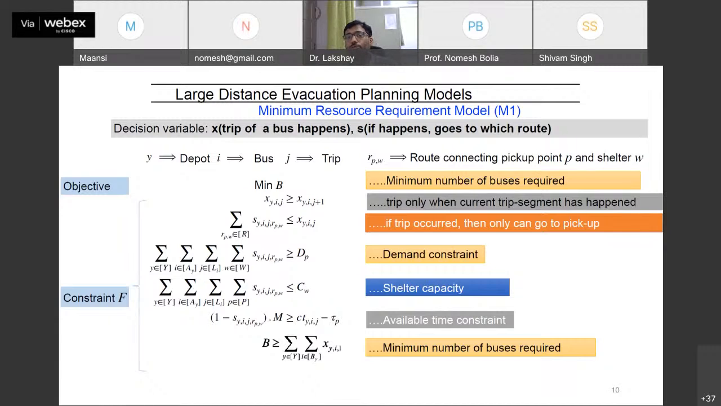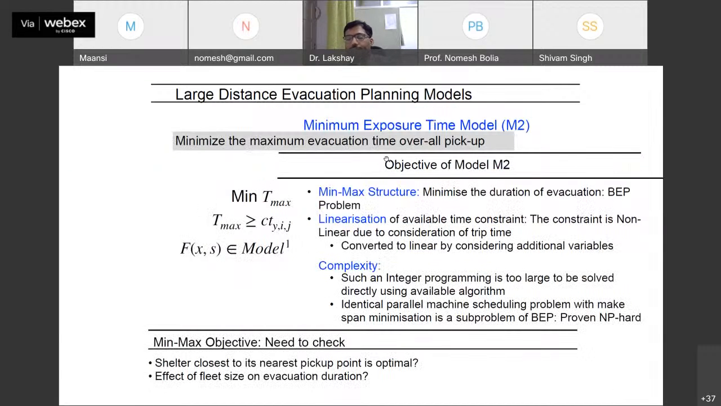Then there is model two, the minimum exposure time model. In the minimum possible time, you have to evacuate all those people that are present there. What we have done here is to minimize the maximum evacuation time. Suppose we have 5 pickup points, hamare paas 5 pickup point hai, with times of 100 minutes, 200 minutes, 300 minutes, 500 minutes. If I am minimizing the 500 minutes, what I am doing is minimizing the maximum over all those times. So this is what we are doing.